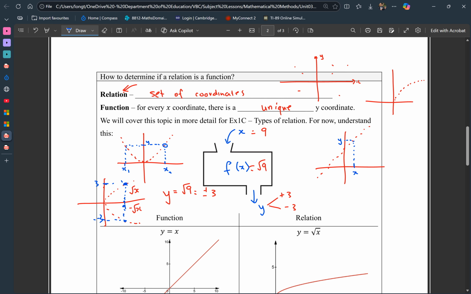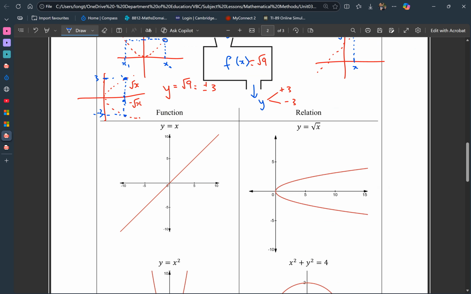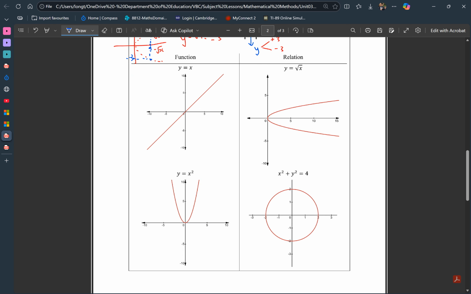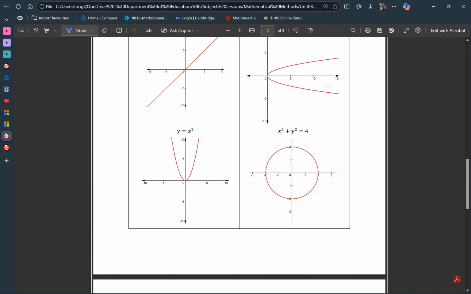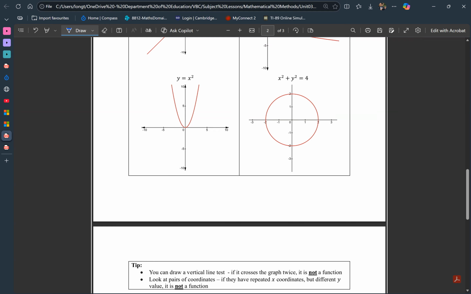Okay, so if you type on your Desmos, usually they only sketch the function component. You have to tell it to be a relation for you to be able to draw a relation. Okay, but that's the difference. So hopefully that will help you understand exercise 1C now.